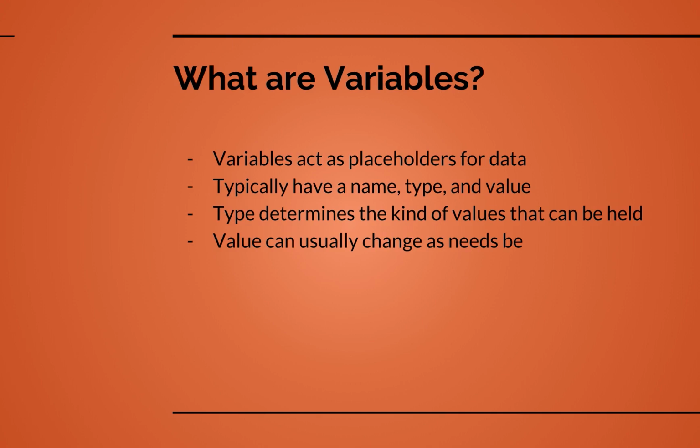Now, the name is nothing specific. Generally speaking, we want it to tell us what that variable is going to represent. For example, if you're storing someone's age in a variable, maybe you'll want to call it age or something like that. The type of a variable determines the kind of values or the kind of data that that variable can hold. For example, is it numerical data or text data or true or false data? Those will all be different kinds of variables. And the value is just whatever we've assigned to the variable. This can usually change as needs be.